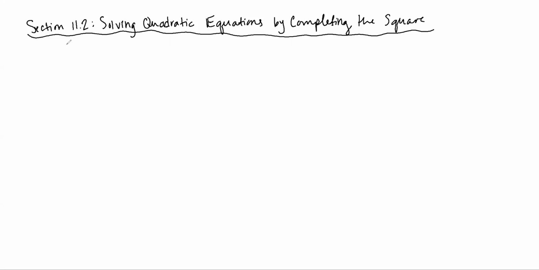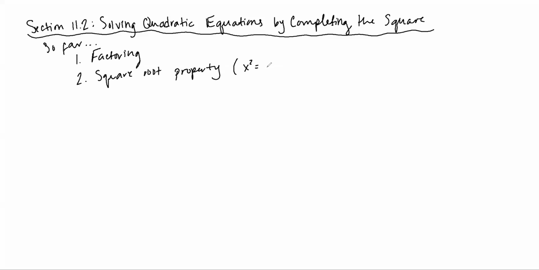So as a quick review, so far what we've seen for solving quadratic equations, the number one go-to method should be factoring using the zero factor property. Number two, we saw this last time, is the square root property. And again, it's something that you can use when you have some quantity being squared equal to some number.